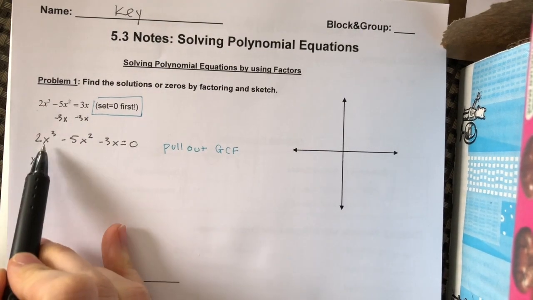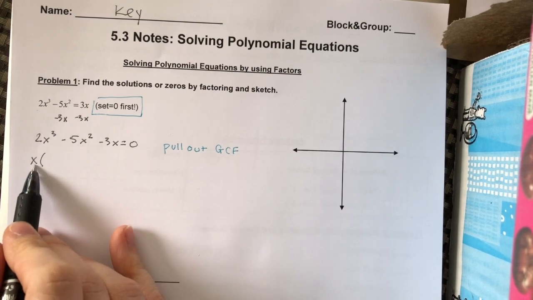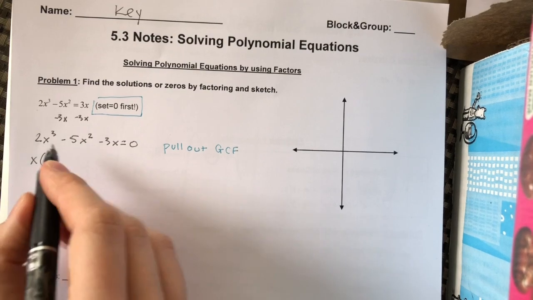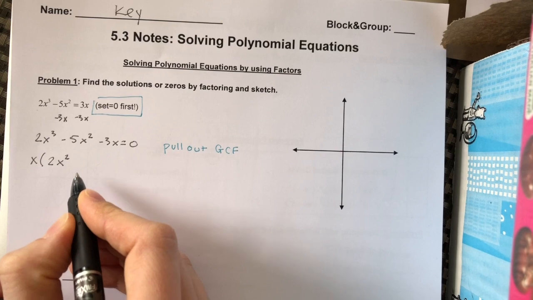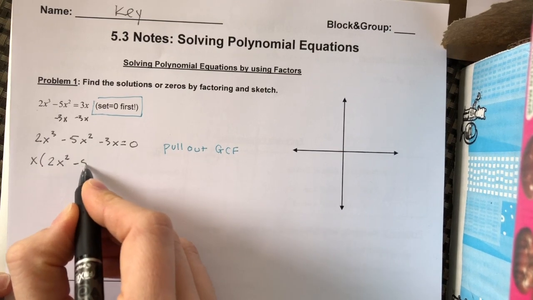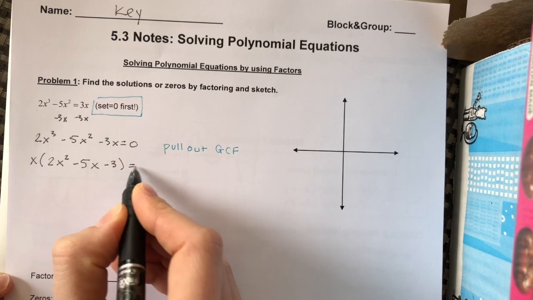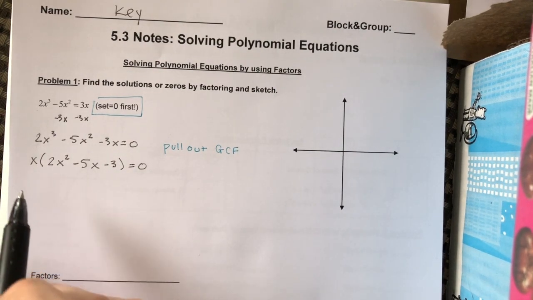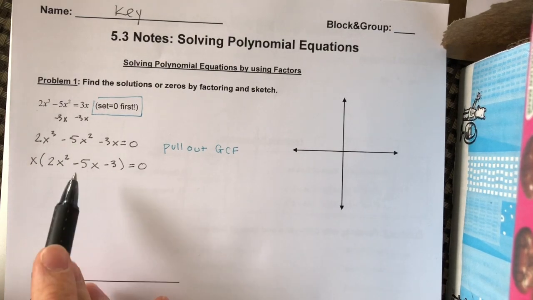When I pull out that one x, think about dividing each term by that GCF. So here, if I divide out 1x, I'm left with 2x squared. Then here, I'm left with minus 5x, and then minus 3. Still equal to 0. So that GCF will actually become one of our factors that we're going to write down. But first, let's factor the rest of this.